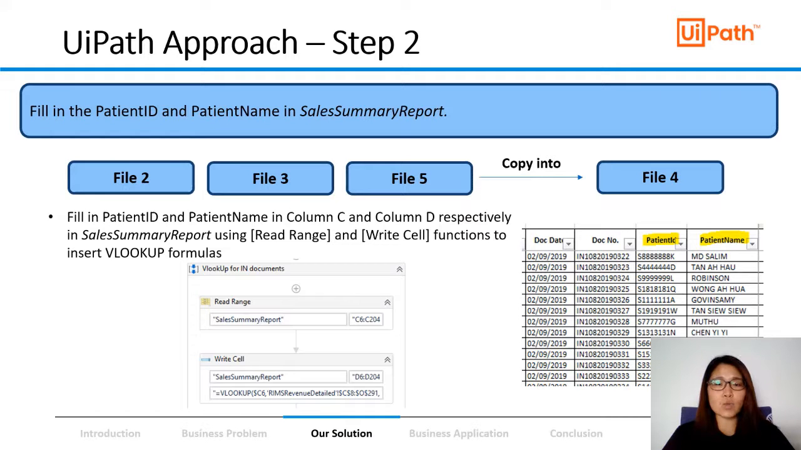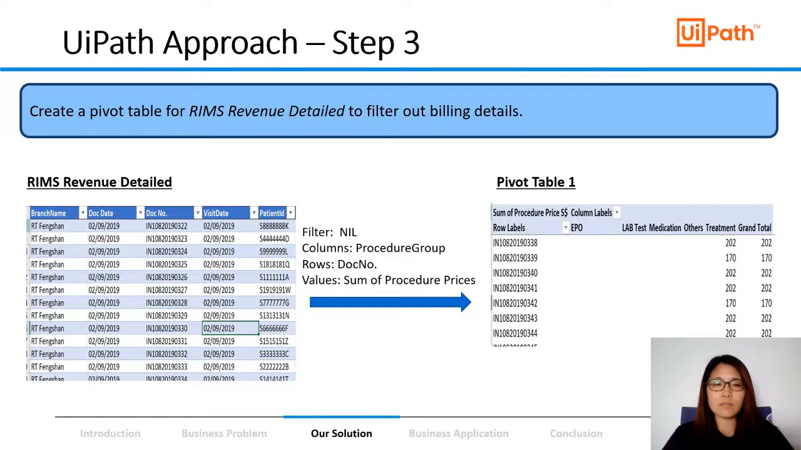Next, in step 2, we fill in the patient ID and patient name in the sales summary report. To do this, we copy the worksheets from file 2, file 3, and file 5 into file 4. Then, we fill in the patient ID and name in column C and D respectively using the read range and write cell function to insert VLOOKUP formulas. Next, in step 3, we create a pivot table for RIMS revenue detailed to filter out the billing details.